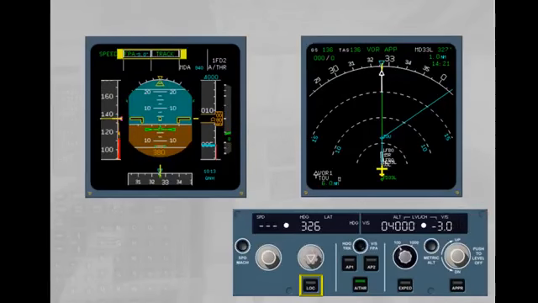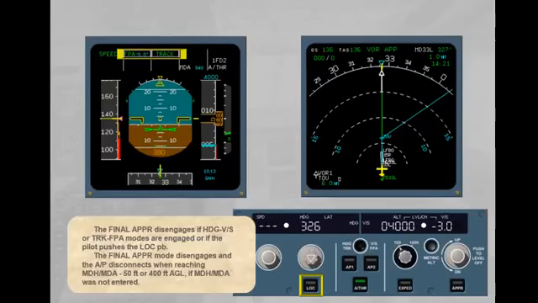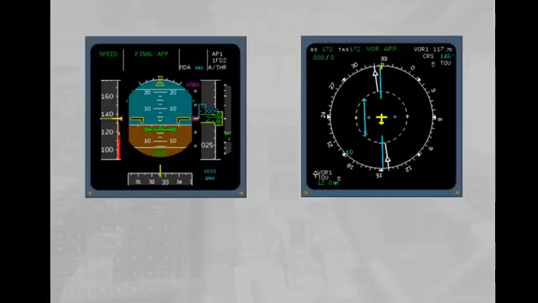The final approach mode disengages and the autopilot disconnects when reaching MDH/MDA minus 50 feet, or 400 feet above ground level if MDH/MDA was not entered. Raw data information using VOR and ADF needles must be displayed to cross-check lateral deviation. Revert to heading track in case of excessive deviation.